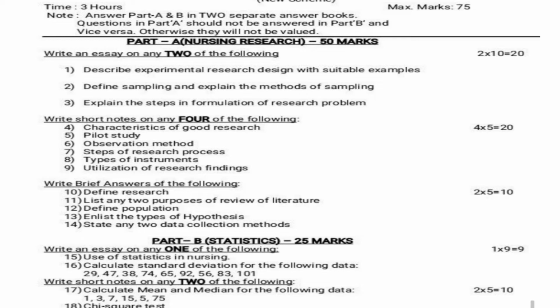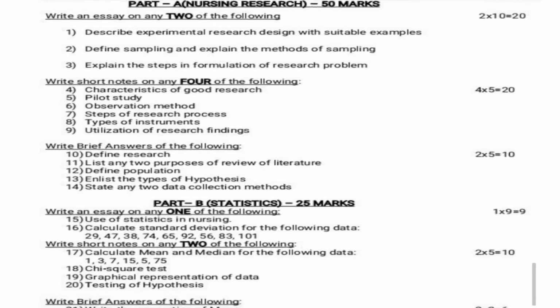Next is brief answers. 10th question, define research. 11th question, list any two purposes of review of literature. 12th question, define population. 13th question, enlist the types of hypothesis. 14th question, state any two data collection methods. Next, moving on to Part B, statistics.